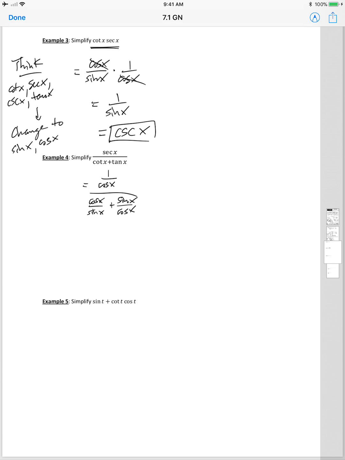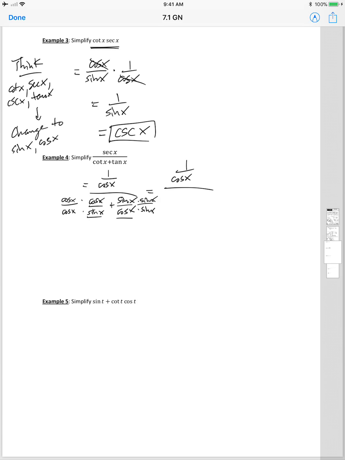And now I'm going to just do the operations that it's telling me to do. I'm going to add the two fractions in the denominator of this whole expression, 1 over cosine of x, all over. My common denominator down here is going to be sine of x times the cosine of x. So I need to multiply this by cosine of x, top and bottom. I can't just do it to the denominator.